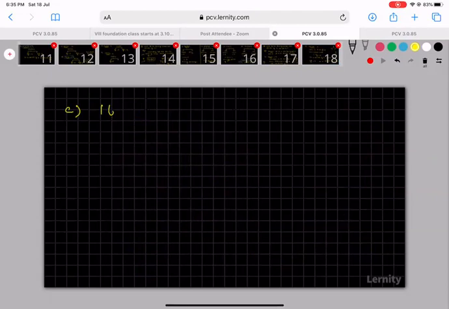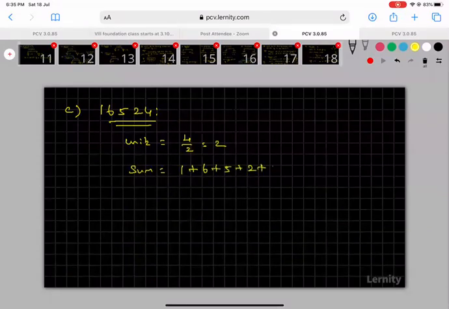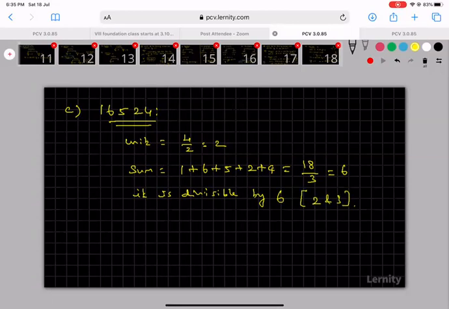Problem C is 16524. Here the unit digit is 4, divisible by 2. Then the sum is 1 plus 6 plus 5 plus 2 plus 4, which is 18. 18 divided by 3 is 6. So it is divisible by 6, because 2 and 3 are satisfying. Then, anyone please tell me whether it is divisible by 12 or not. That is 24 divided by 4. What is the value?